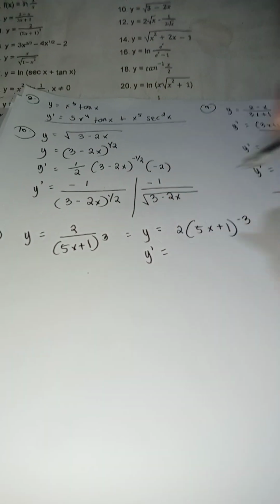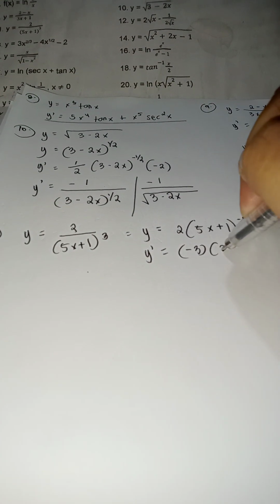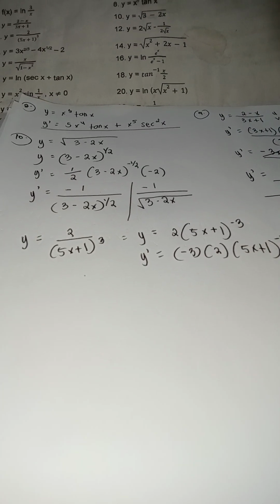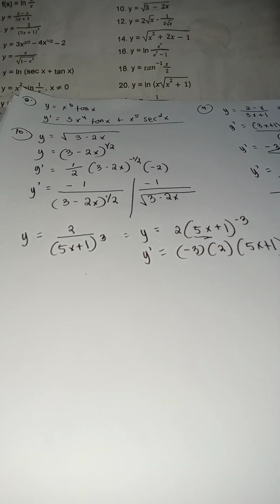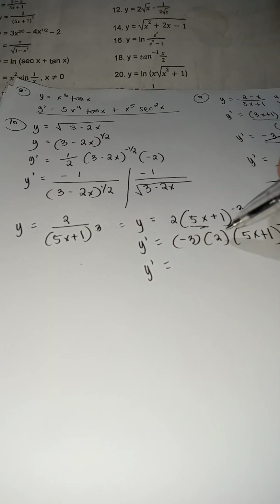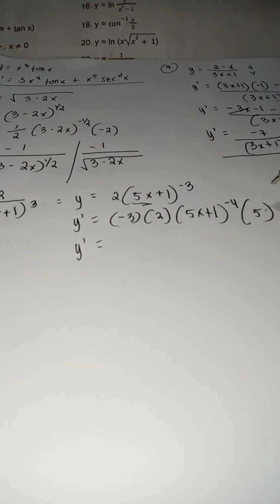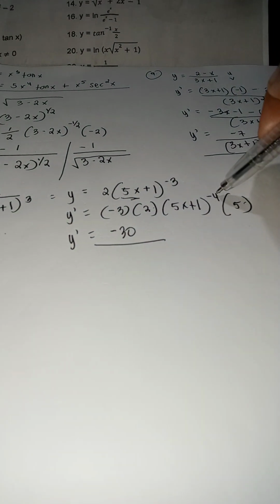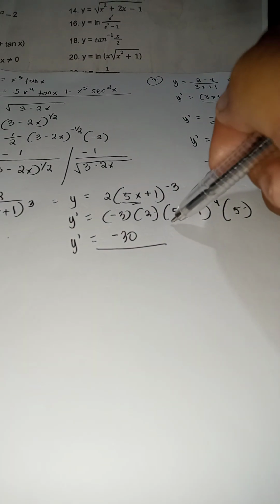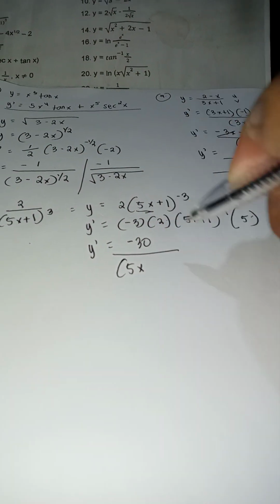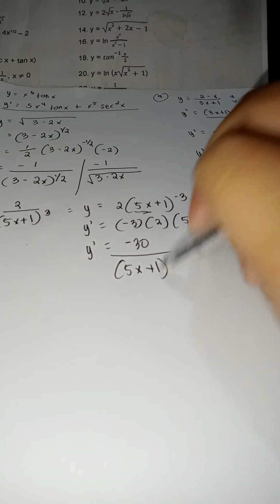So y prime is equal to negative 3 times 2 times (5x + 1), negative 3 minus 1 is negative 4, times its derivative, 5. That is equal to negative 3 times 2 times 5. Okay, so it is negative 30. Since there is a negative exponent, we are going to just copy this, so let's put it in the denominator. So (5x + 1) to the 4th power. So this is our final answer.